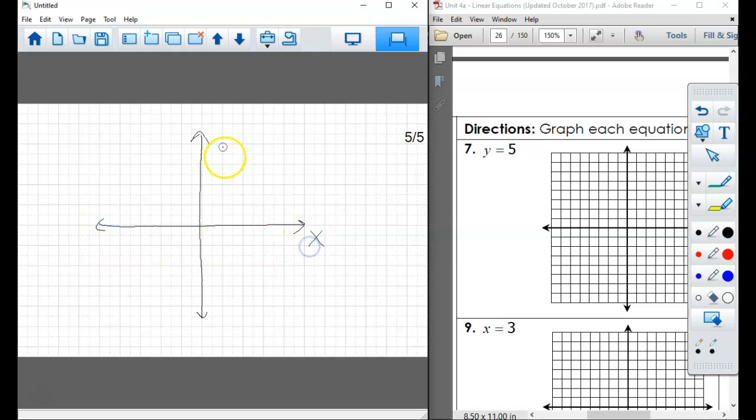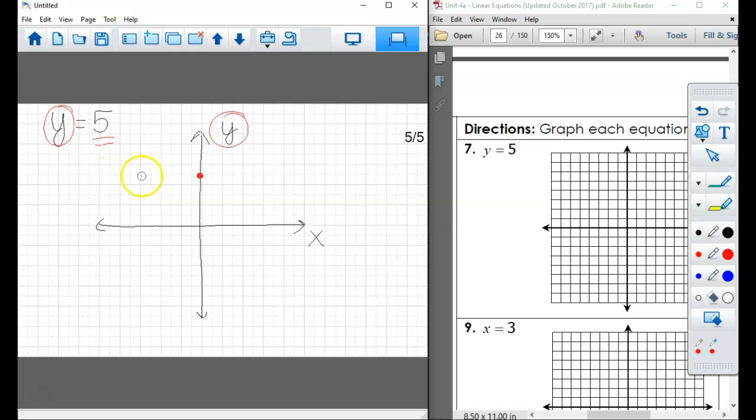Okay, now for this problem, I want you to notice that we're trying to graph y equals 5. Because the variable y is in here, that means we are going to cross the y-axis at positive 5. So we're going to start at 0 and go up 1, 2, 3, 4, 5. I cross the y-axis at 5, so on the y-axis, I go up to 5, and that's where I put my dot.